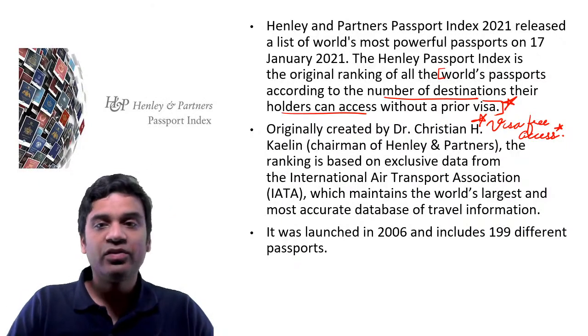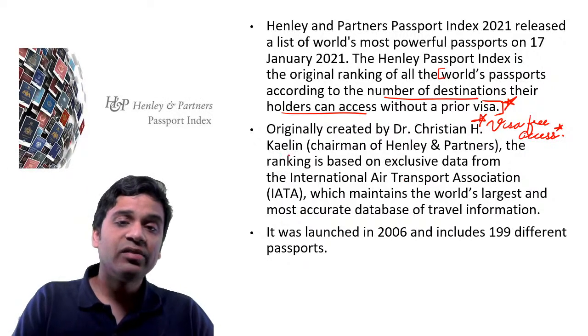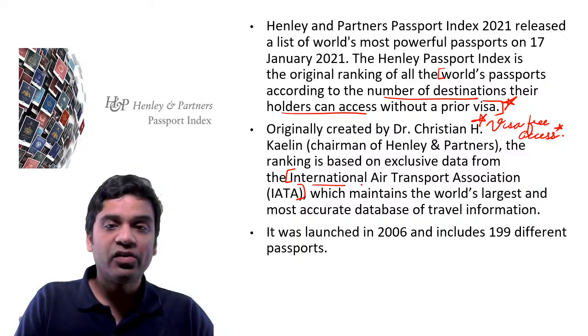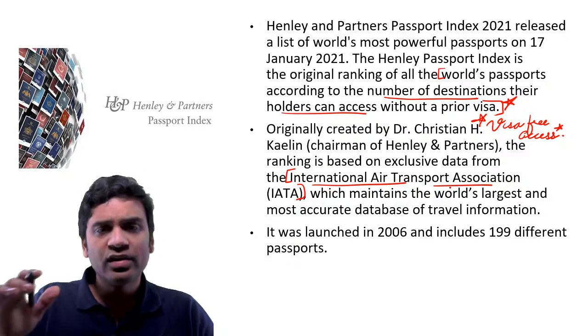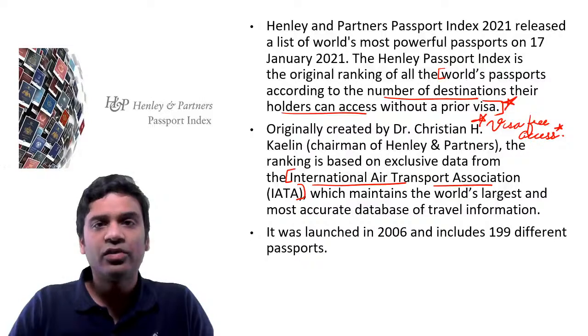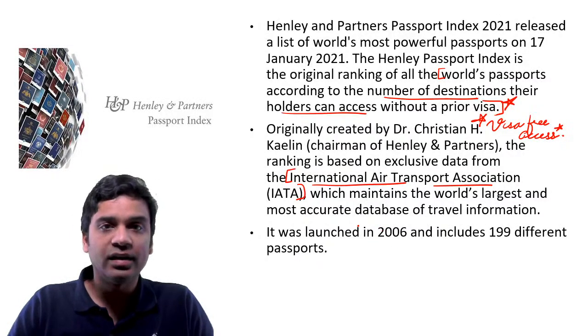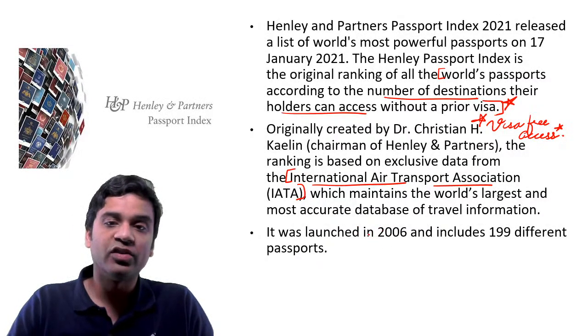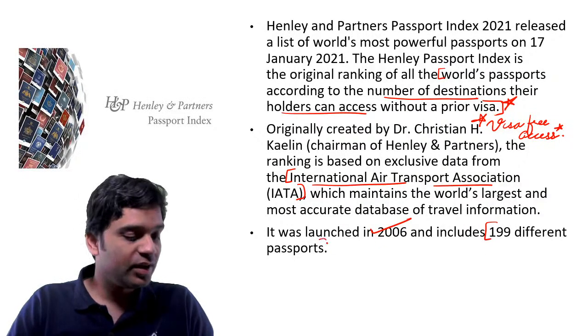It was created by Dr. Christian Kalin. They map out the data from IATA, the International Air Transport Association, which is the world's largest and most accurate database of travel information. From this, they source which is the most powerful passport. It was launched in 2006, and it includes 199 different passports.